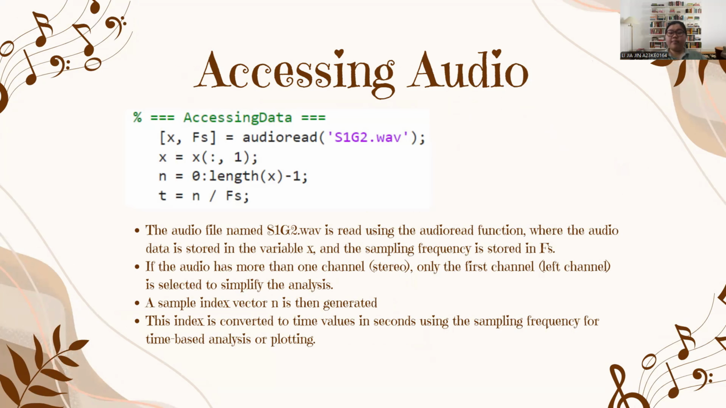First, I will begin our assignment by explaining how to access the original audio signal in MATLAB. The audio file named s1g2.wav was given as part of the assignment. We use the audioread function to read the audio file. We check if the audio has more than one channel. Only the first channel is selected to simplify the analysis.